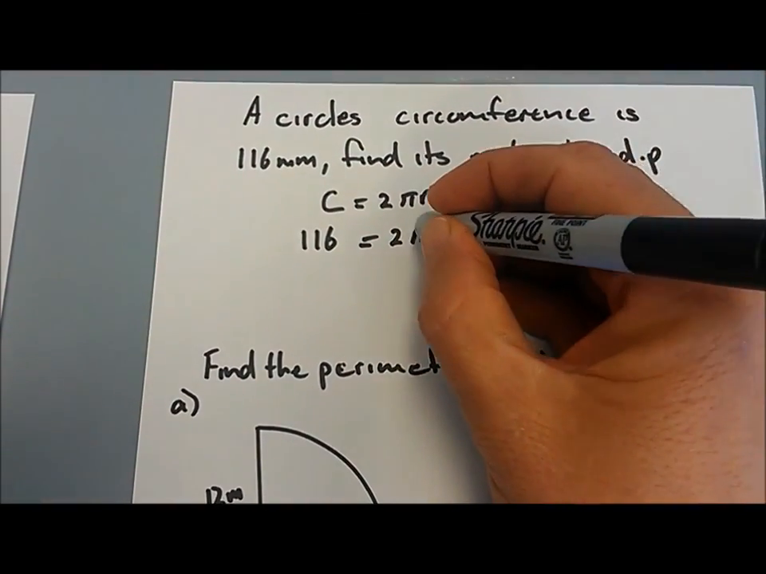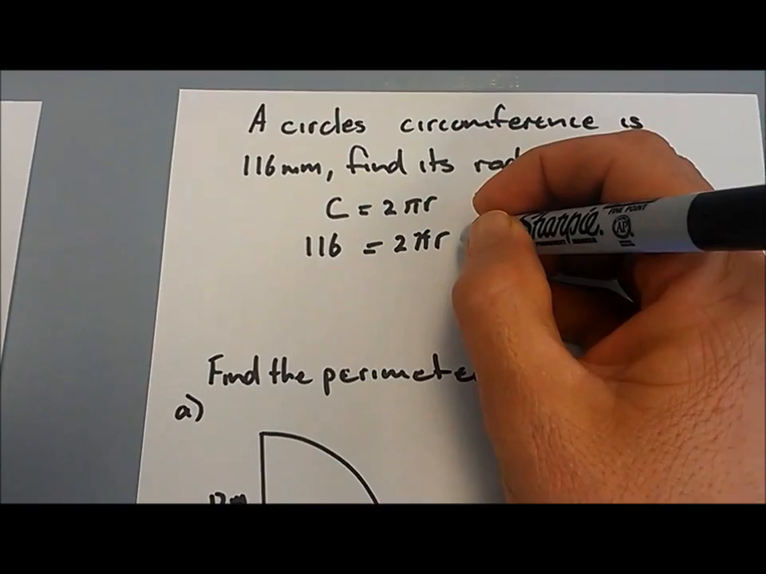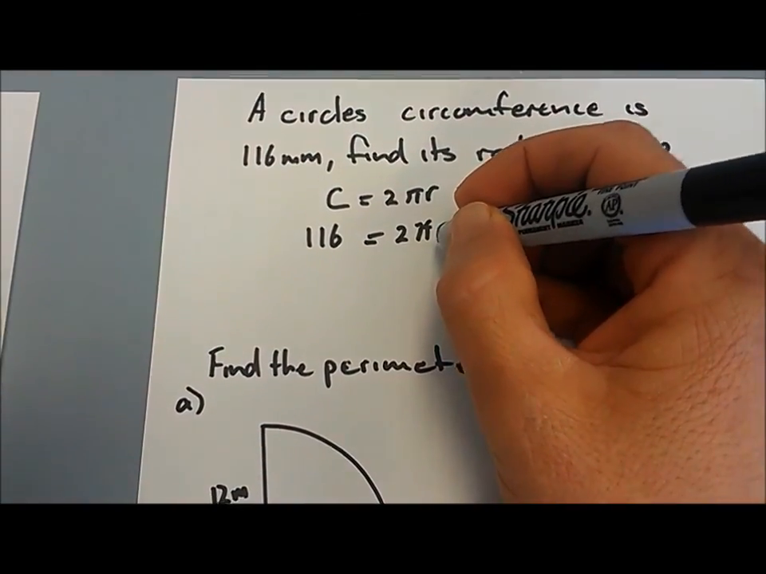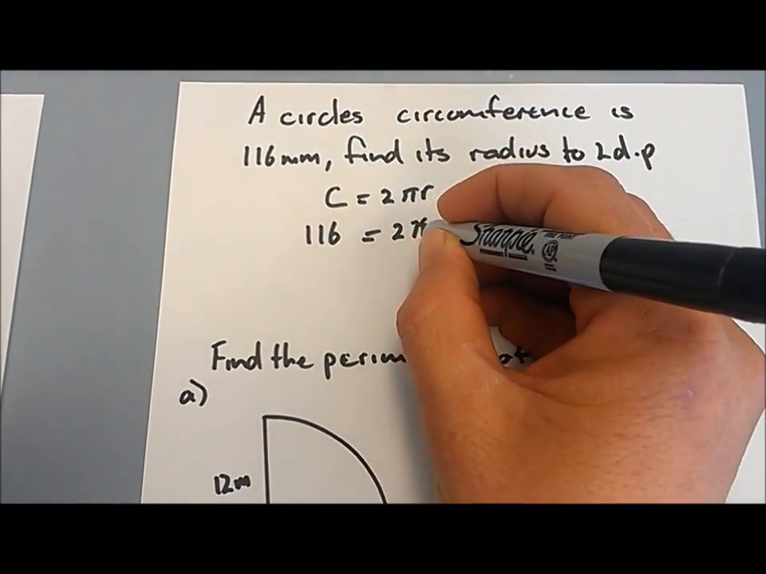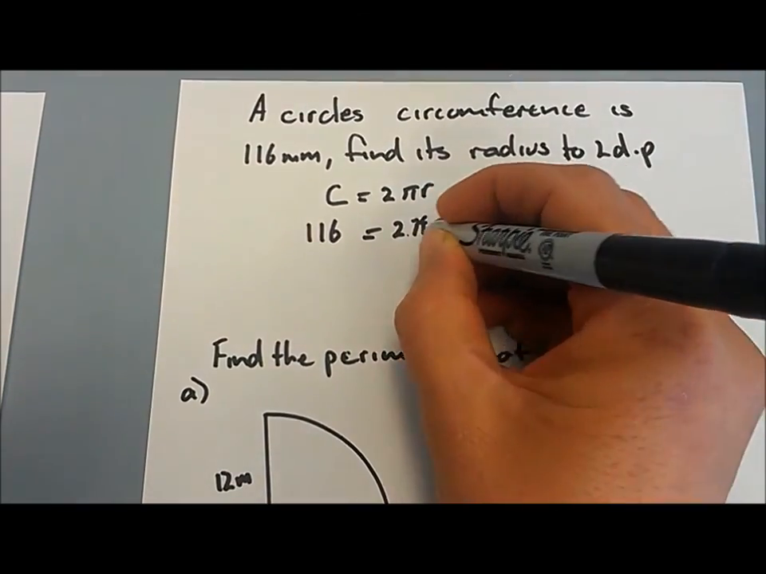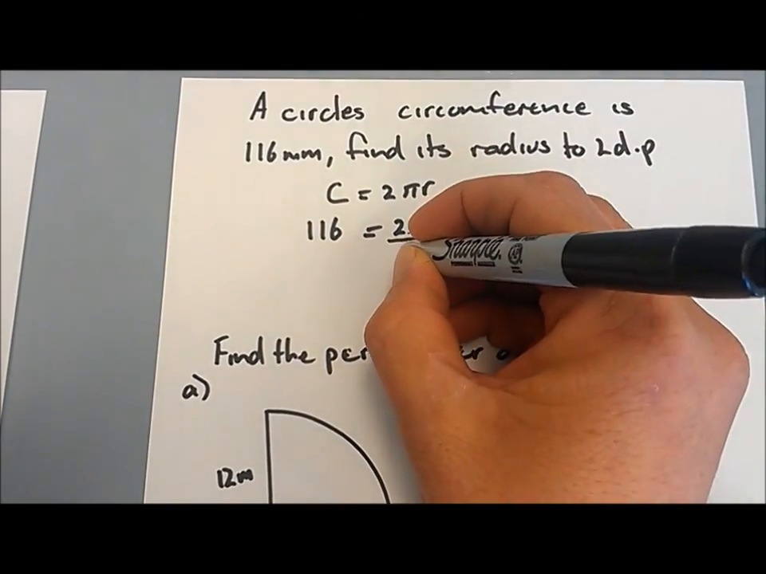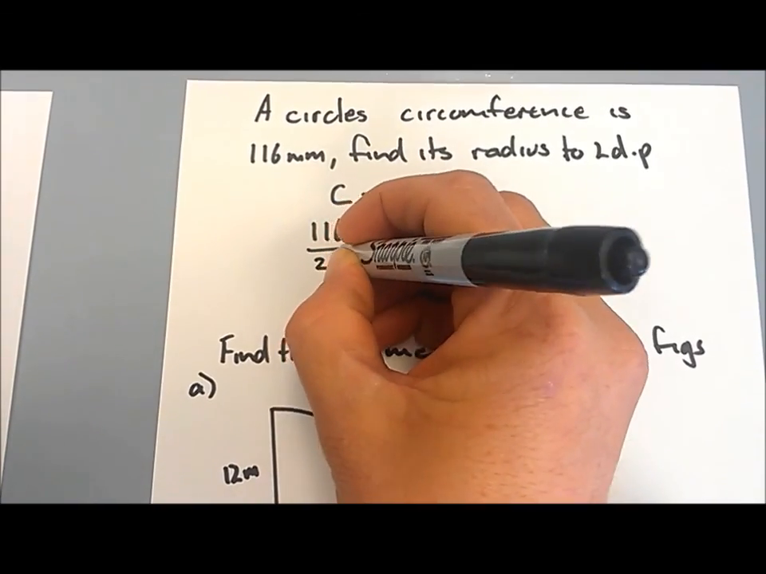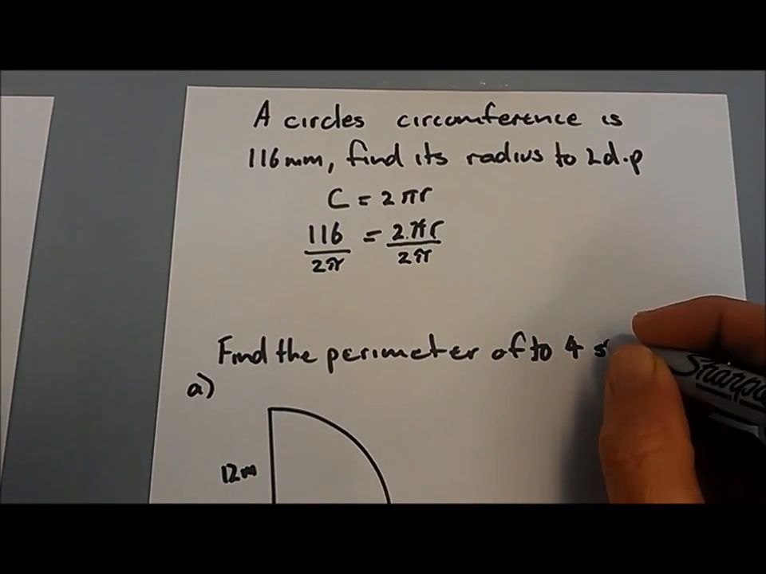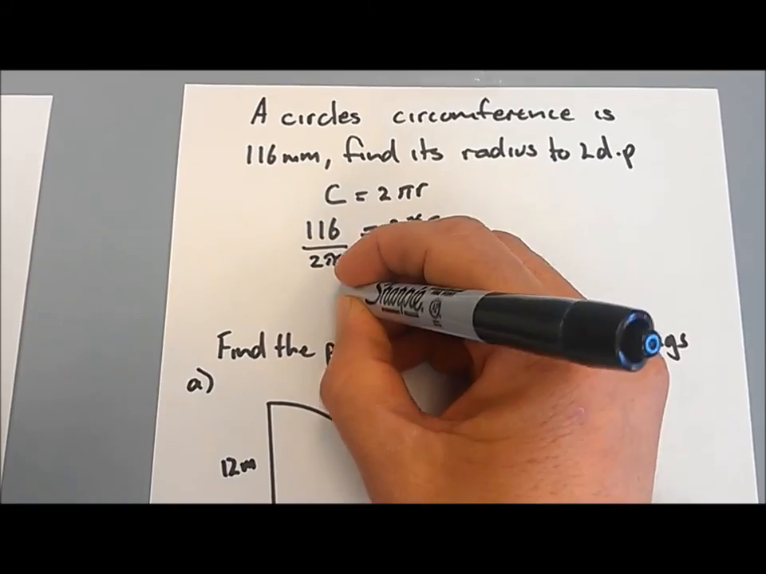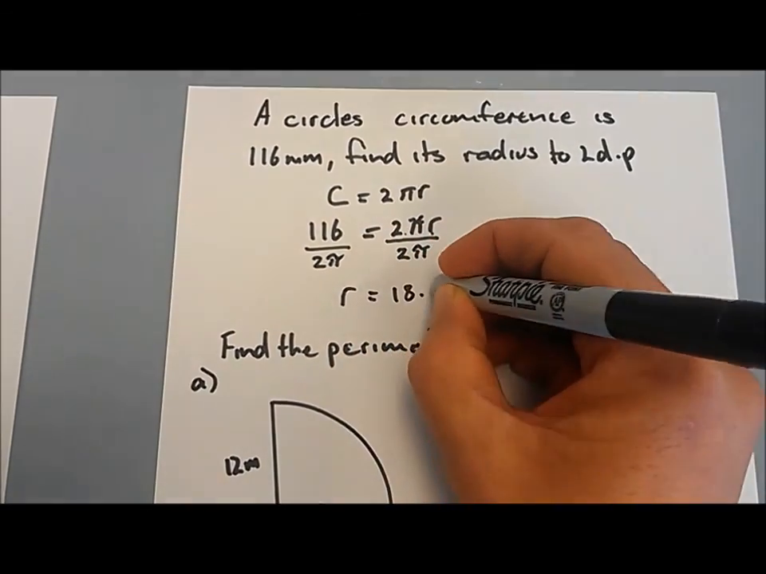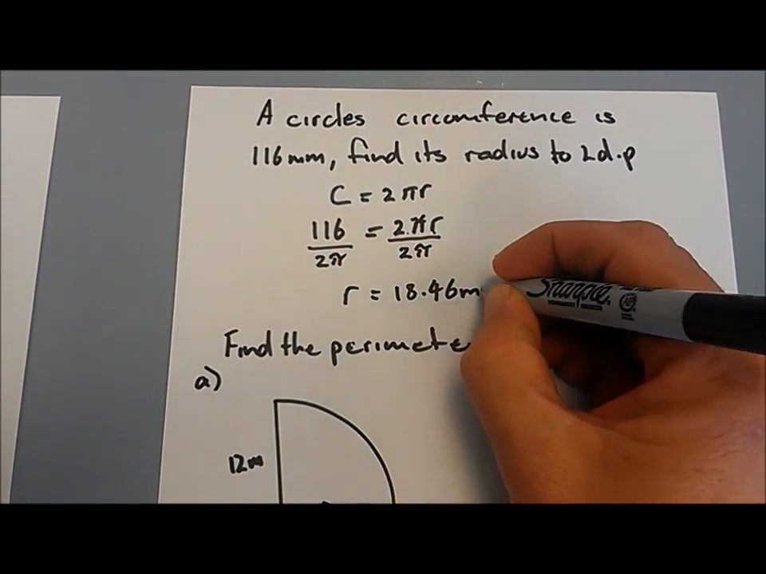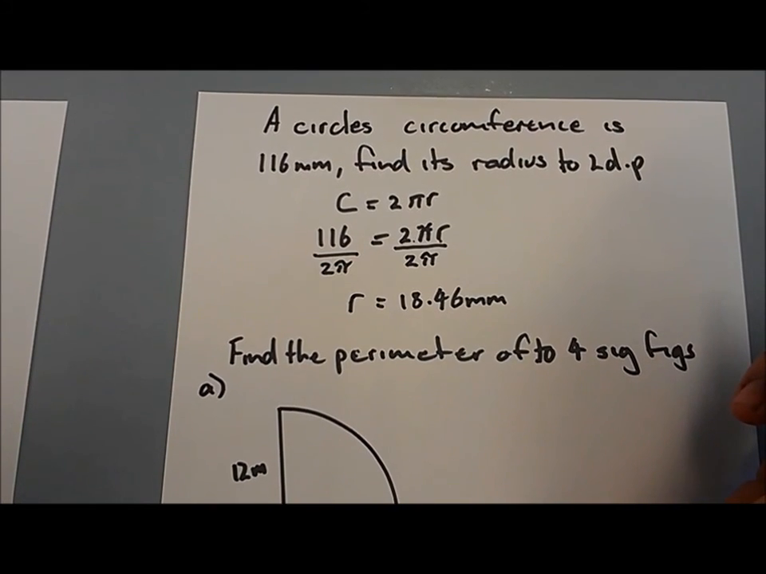When we're trying to find r, we actually know what pi is. So we're trying to find out what r is. So to get r on its own, these are connected by multiplication, so I need to divide, doing the inverse operation. So I'll divide by the 2 pi. I can put that in my calculator and come up with an answer. Radius is 18.46 millimeters in this case.